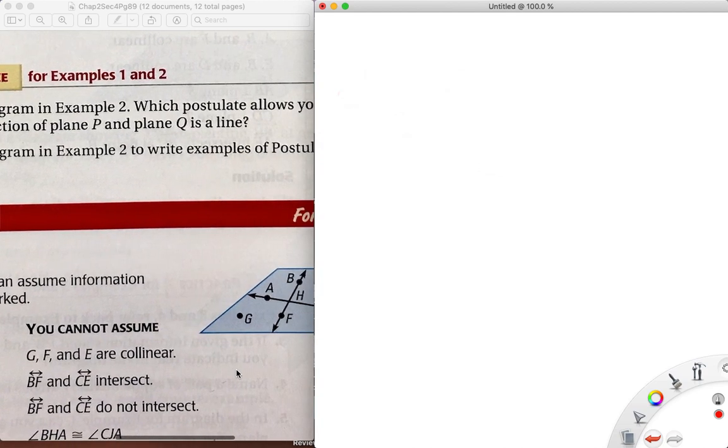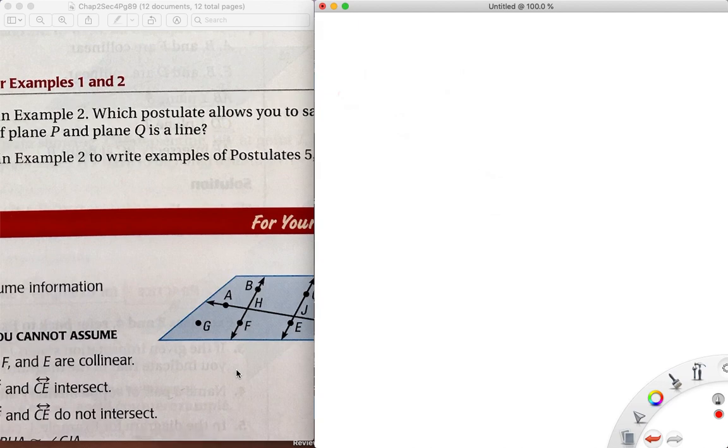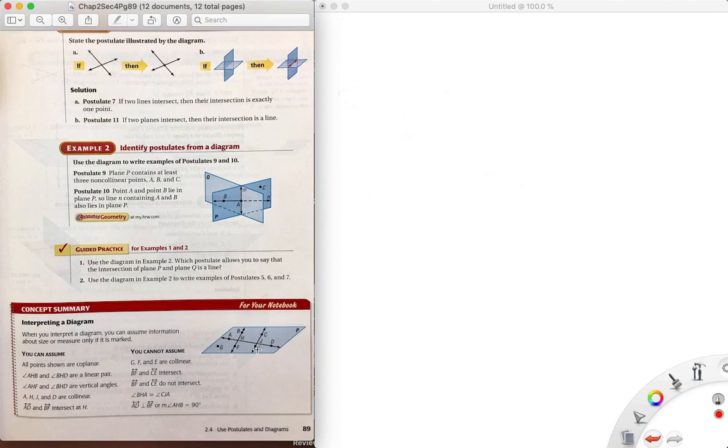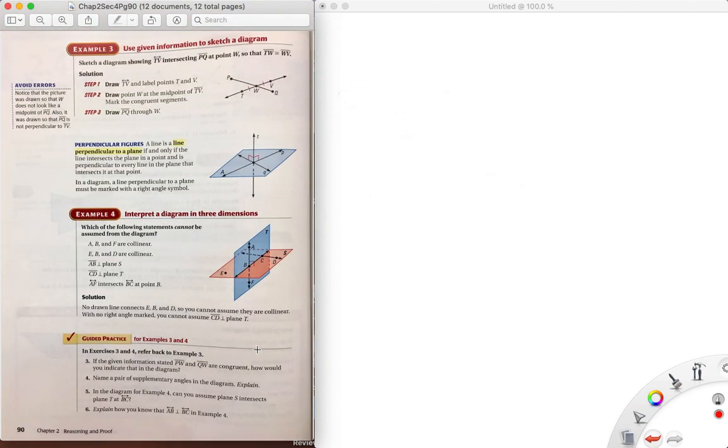We can also assume that G, F, and E are collinear? G, F, and E don't have a line through them. They don't show a line through them. So since they don't actually physically have a line being drawn through them, I can't assume that they're collinear. It kind of looks like they are, but I don't have enough information based off the drawing to say that they do. So it's basically utilizing the information from the drawing to draw a type of conclusion from the drawing.